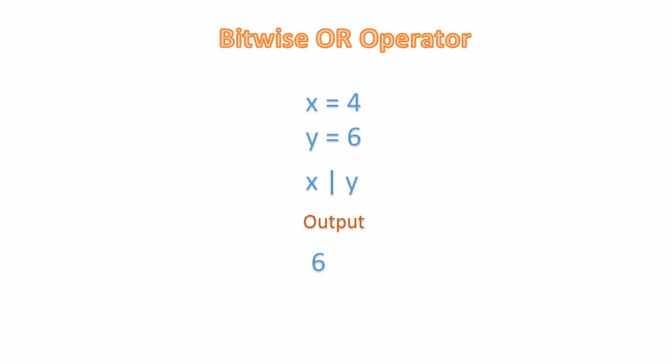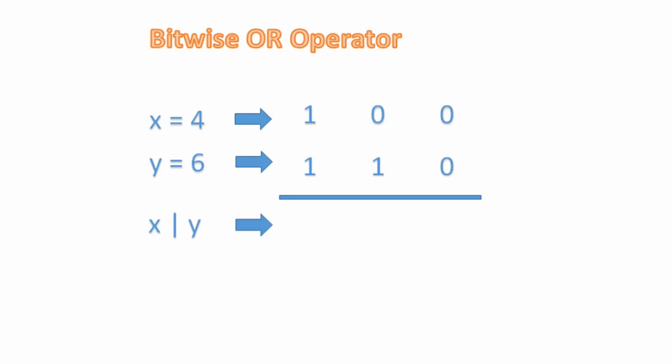Let's analyze how we got the output as 6. Now I am performing OR operation bit by bit on the same value of x and y. Output of 0 or 0 is equal to 0. Output of 0 or 1 is equal to 1. Output of 1 or 1 is equal to 1. So the output is 110, which is equal to 6.